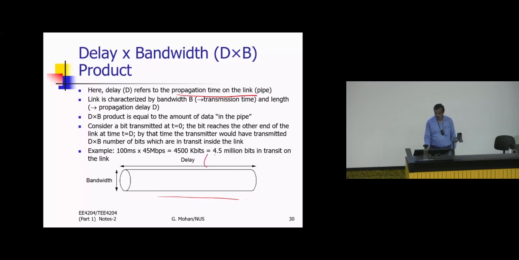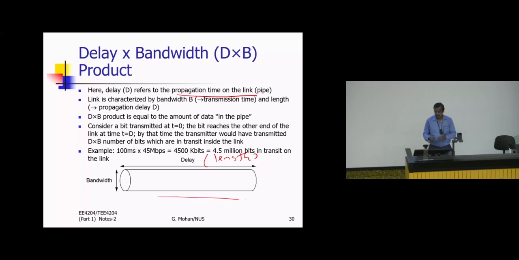One is the length of the link. How long is it? It may be a 1 kilometer long link, or 10, 100, 1,000, 2,000, 5,000. The length will define the delay, because the longer the link, the more time it takes to travel from one side to the other.